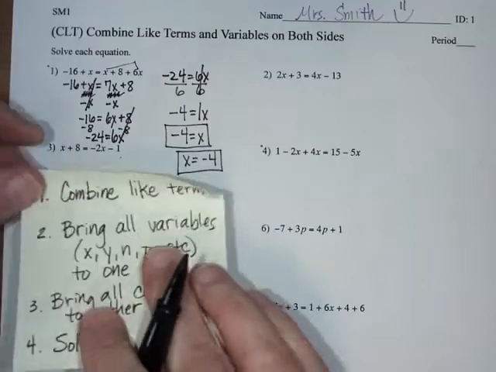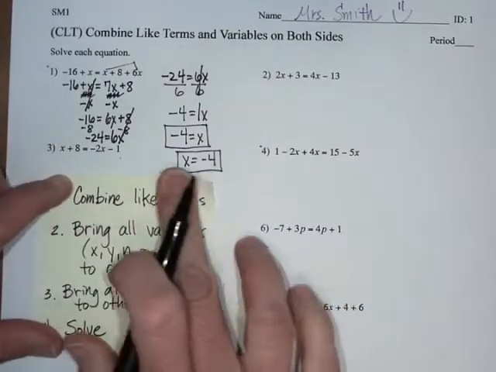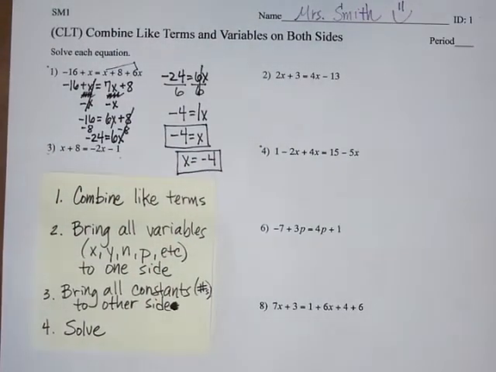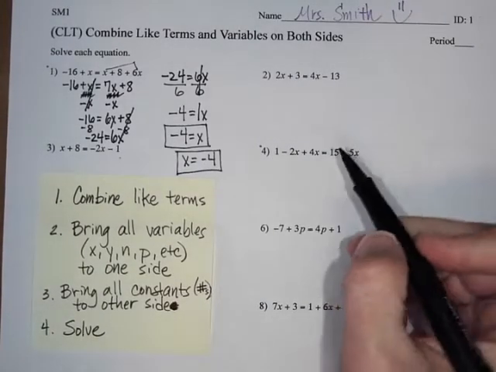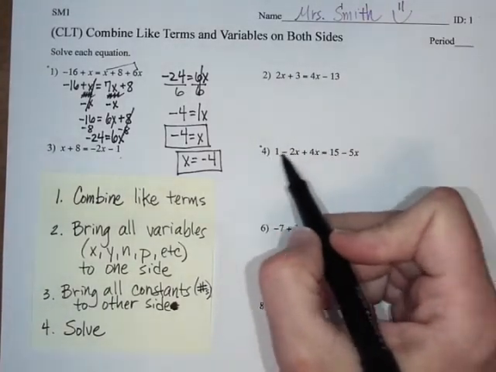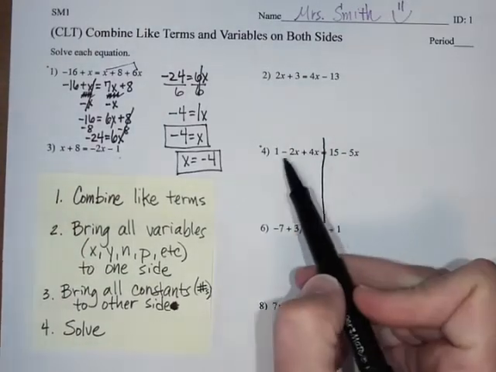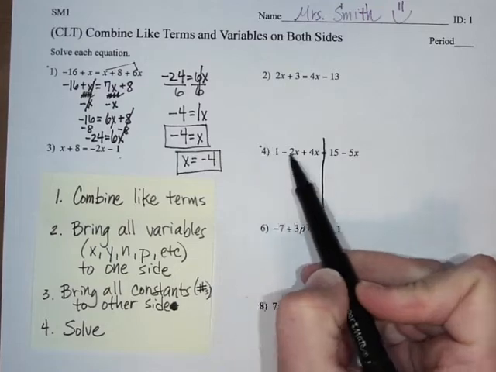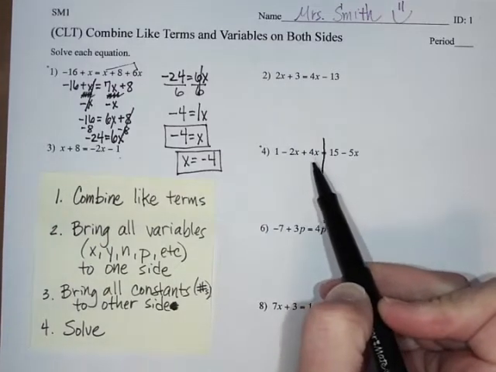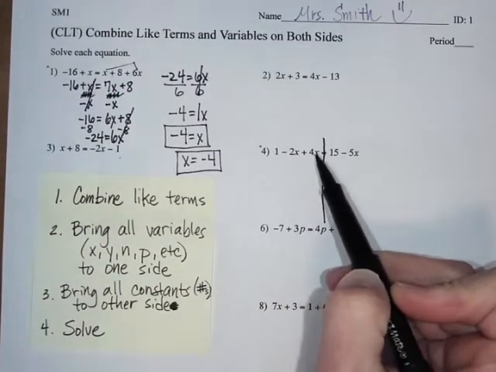So let's move on to number 4. Okay, once again, step 1 is what? That's right, combine like terms. Okay, so let's look over here. On the left-hand side of the equal sign, I'm just going to draw a line down here to separate my sides. So here on the left-hand side, what like terms do we have? If you said minus 2x and plus 4x, you are correct.